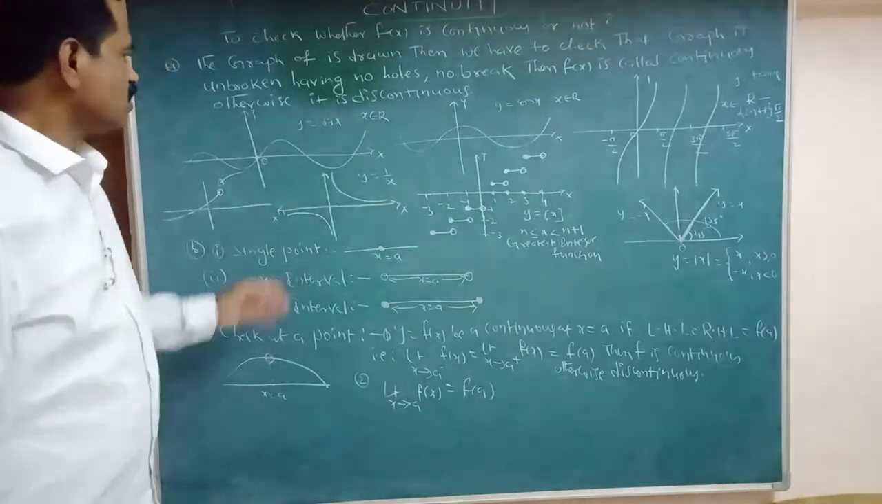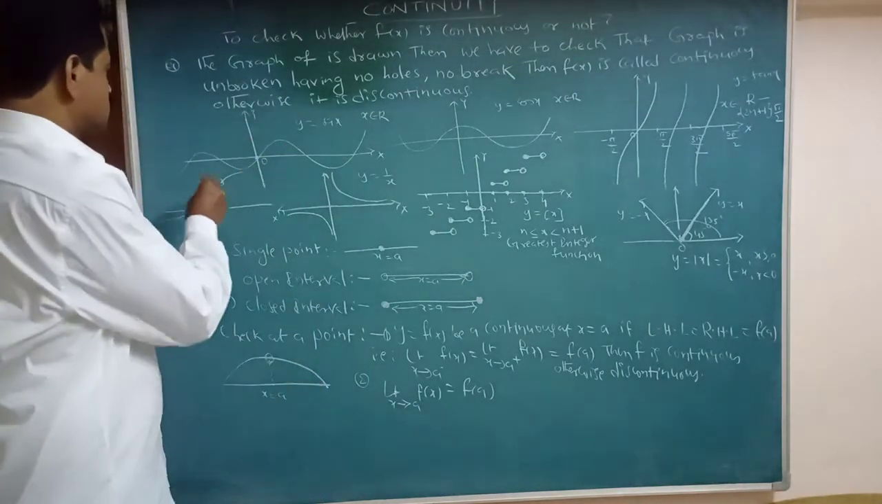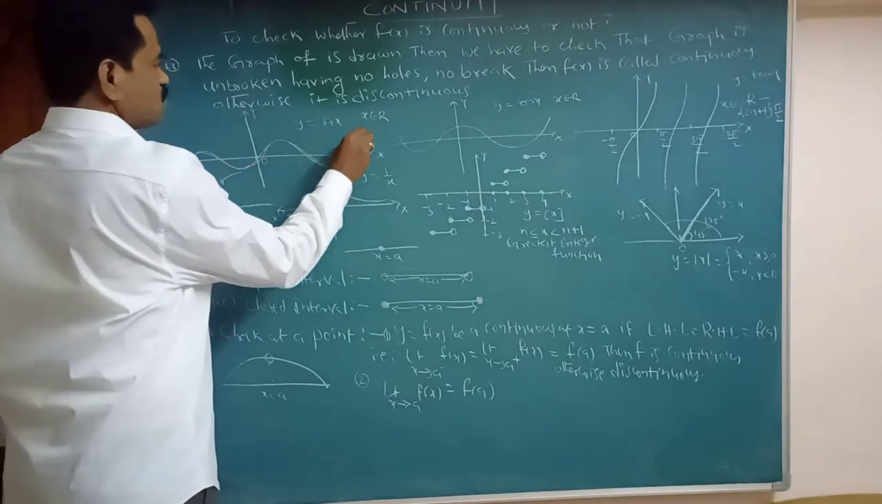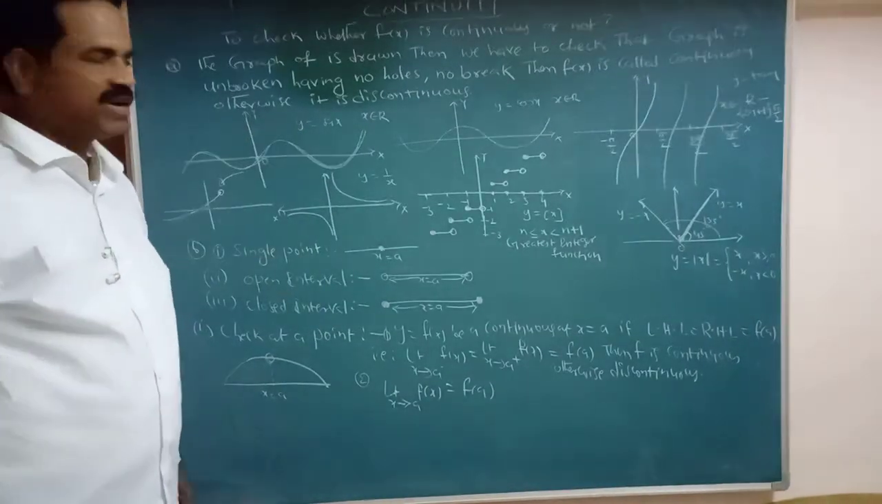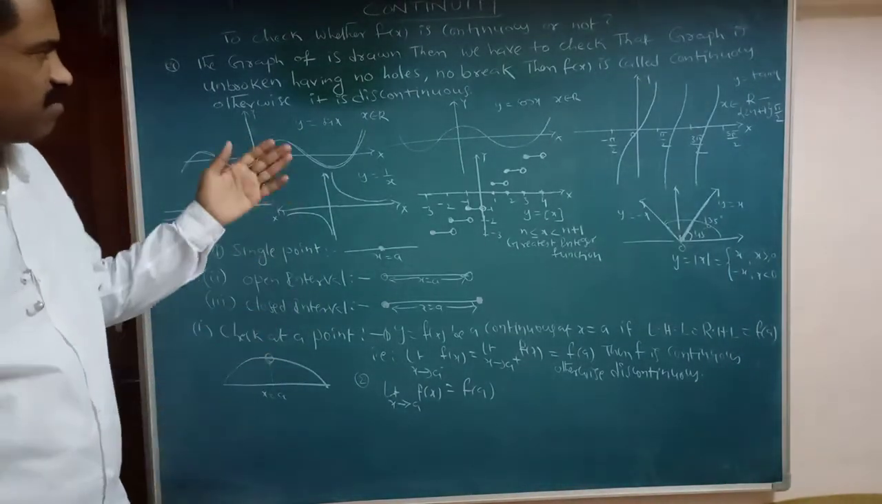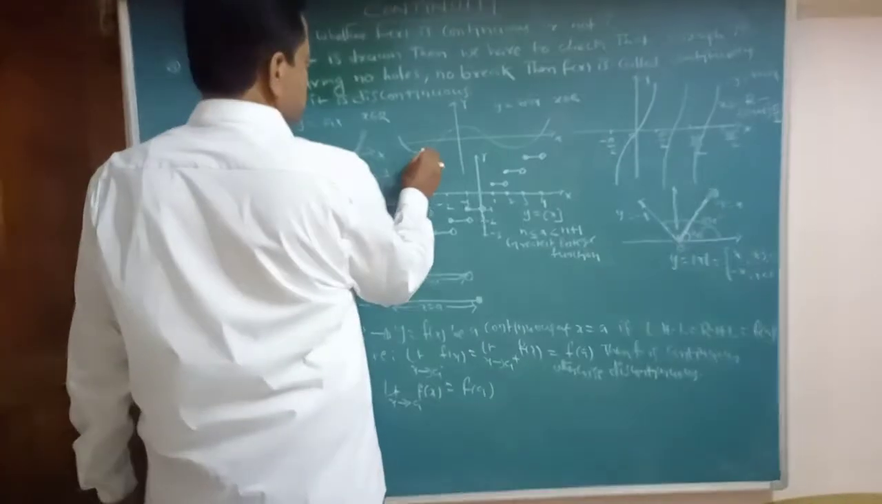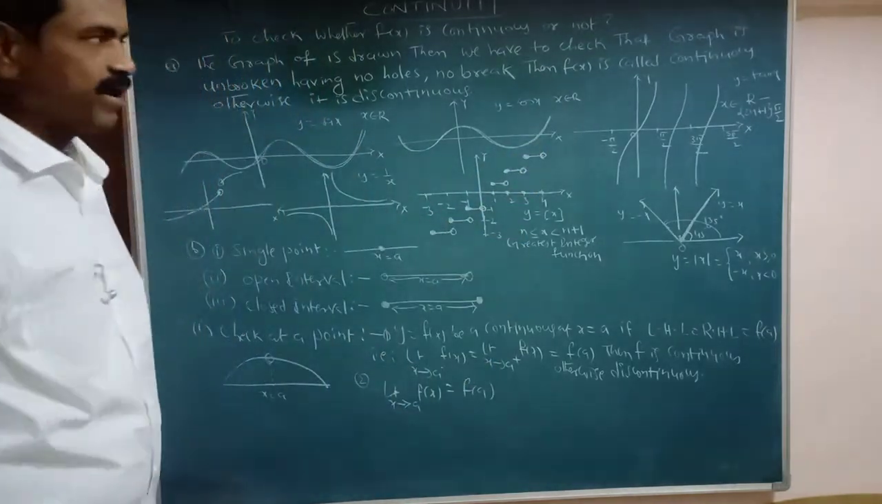Here we know the y equal to sin x graph. It is continuous. Without pen lifting, this sin x function is continuous. Same with y equal to cos x. It is also without pen lifting, so y equal to cos x is also continuous.